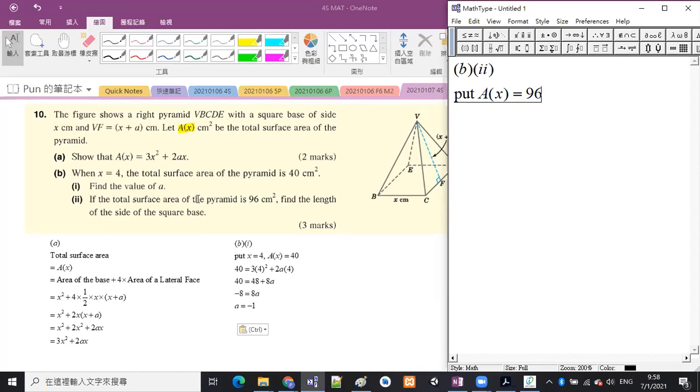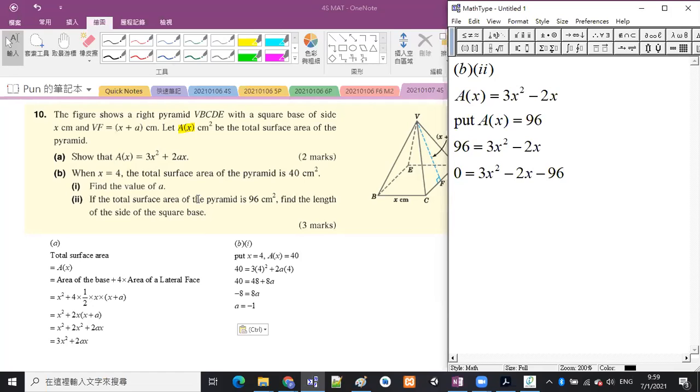We need to put A(x) to be equal to 96. Okay, and the question asks you to find the length of the side. That is to find the value of x. Okay, but because we have already found the constant a, I just need to write down one more time the formula of A(x). So that should be minus 2x, right? Because a is equal to -1. Now, put A(x) to be equal to 96. So 96 is equal to 3x squared minus 2x. So can you spot it? It is actually a quadratic equation, right? So 0 is equal to 3x squared minus 2x minus 96.